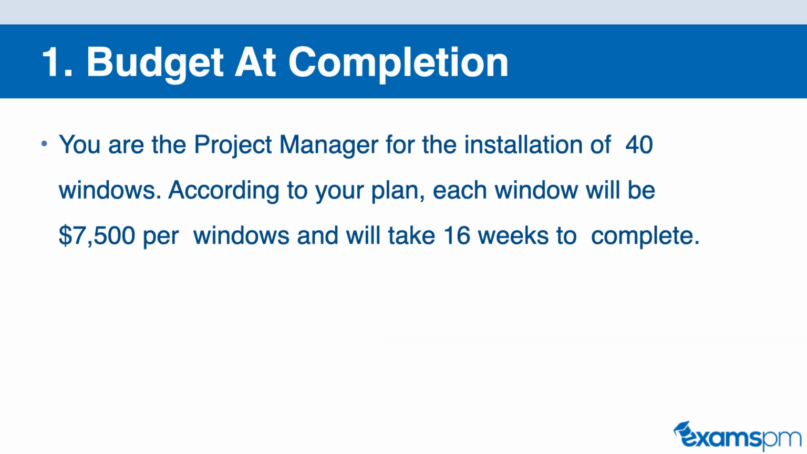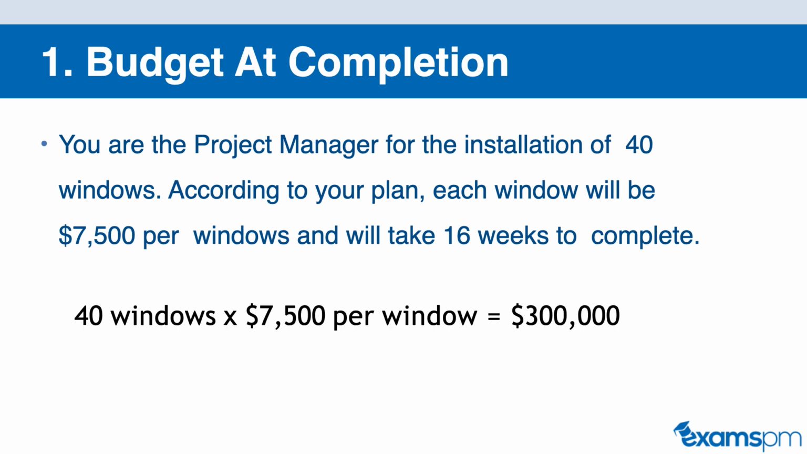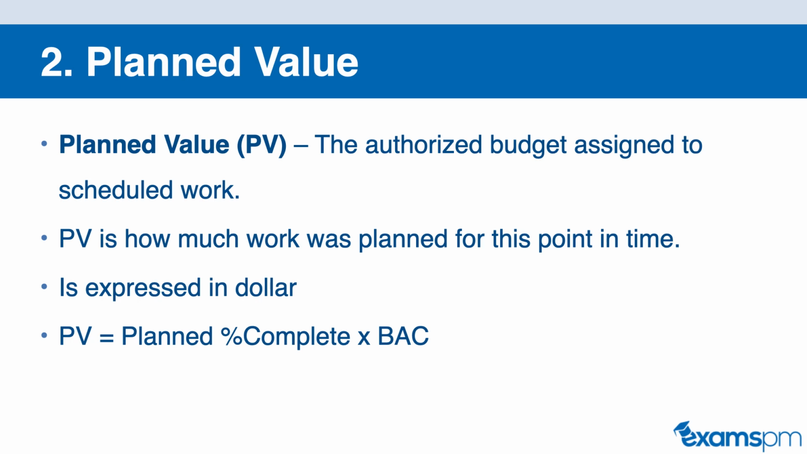So in our example, because we know that each window is going to cost $7,500 to install, and we have 40 windows here, 40 times 7,500 gives us a budget at completion of $300,000. Our second formula is the planned value.